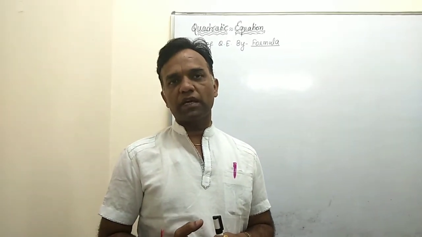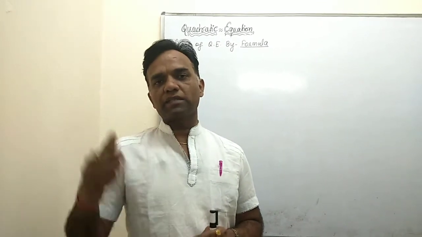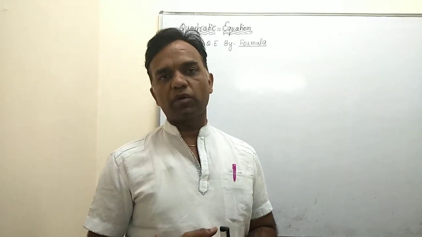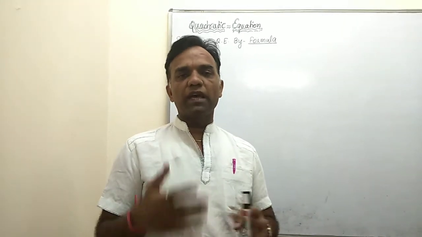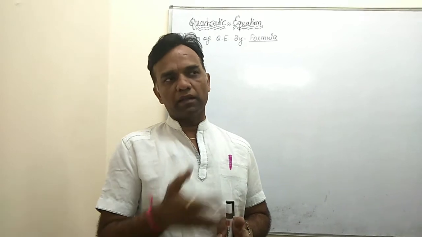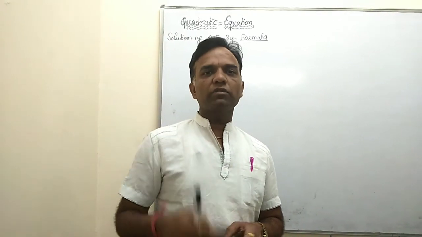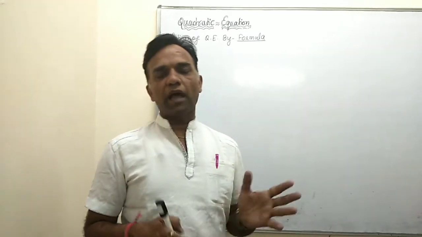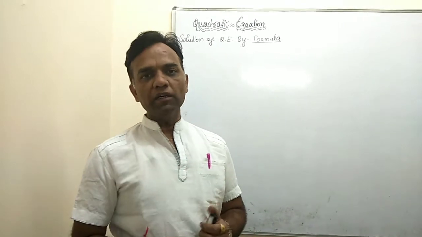Now, Sridharacharya is a mathematician, and he explained how you get the formula, x equal to minus b plus minus under root b square minus 4ac upon 2a. How does it come? It comes with the help of the completing the square method, and we also explained it in the previous video. So now in this video we explain with examples how we get the roots of the quadratic equation, or solve the quadratic equation, by the formula method.